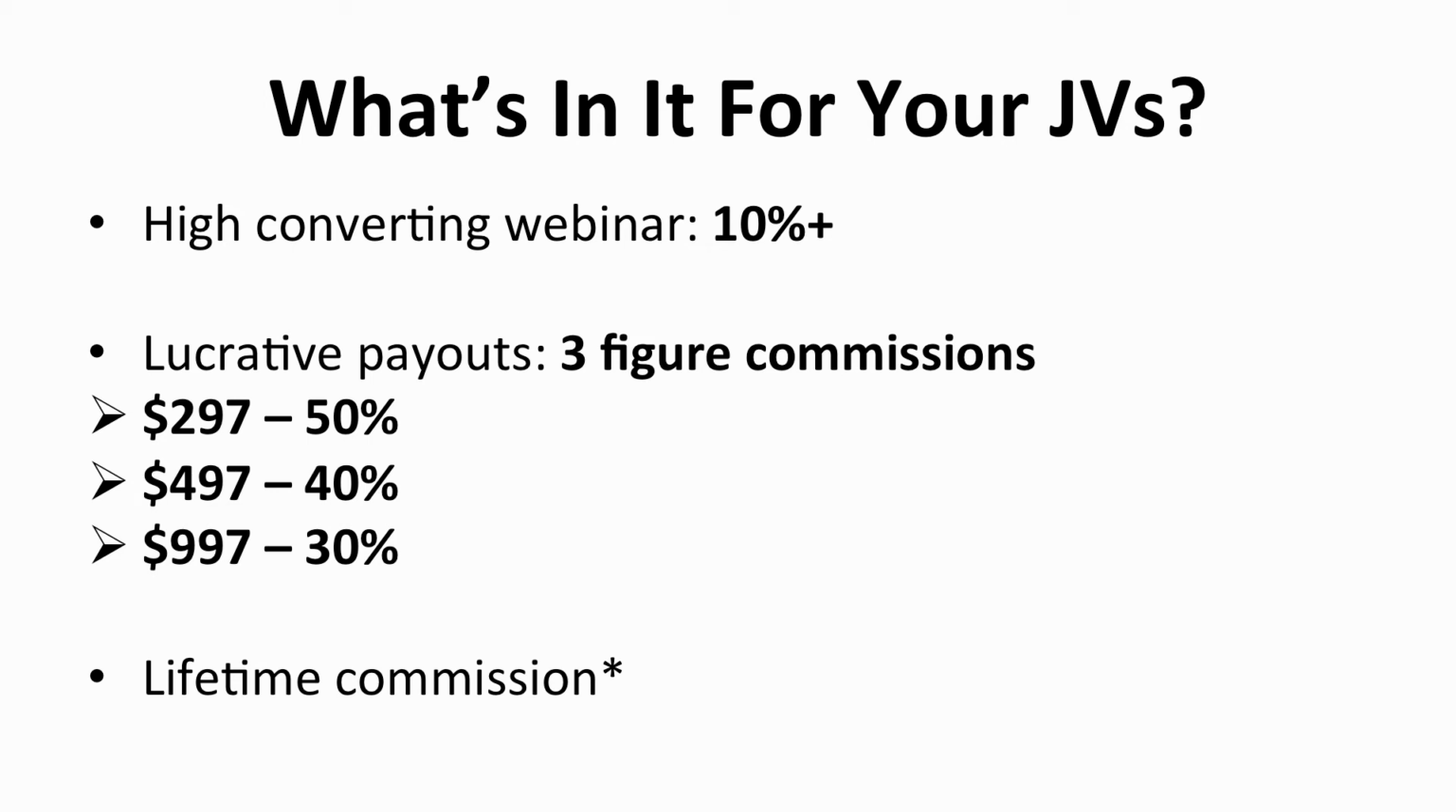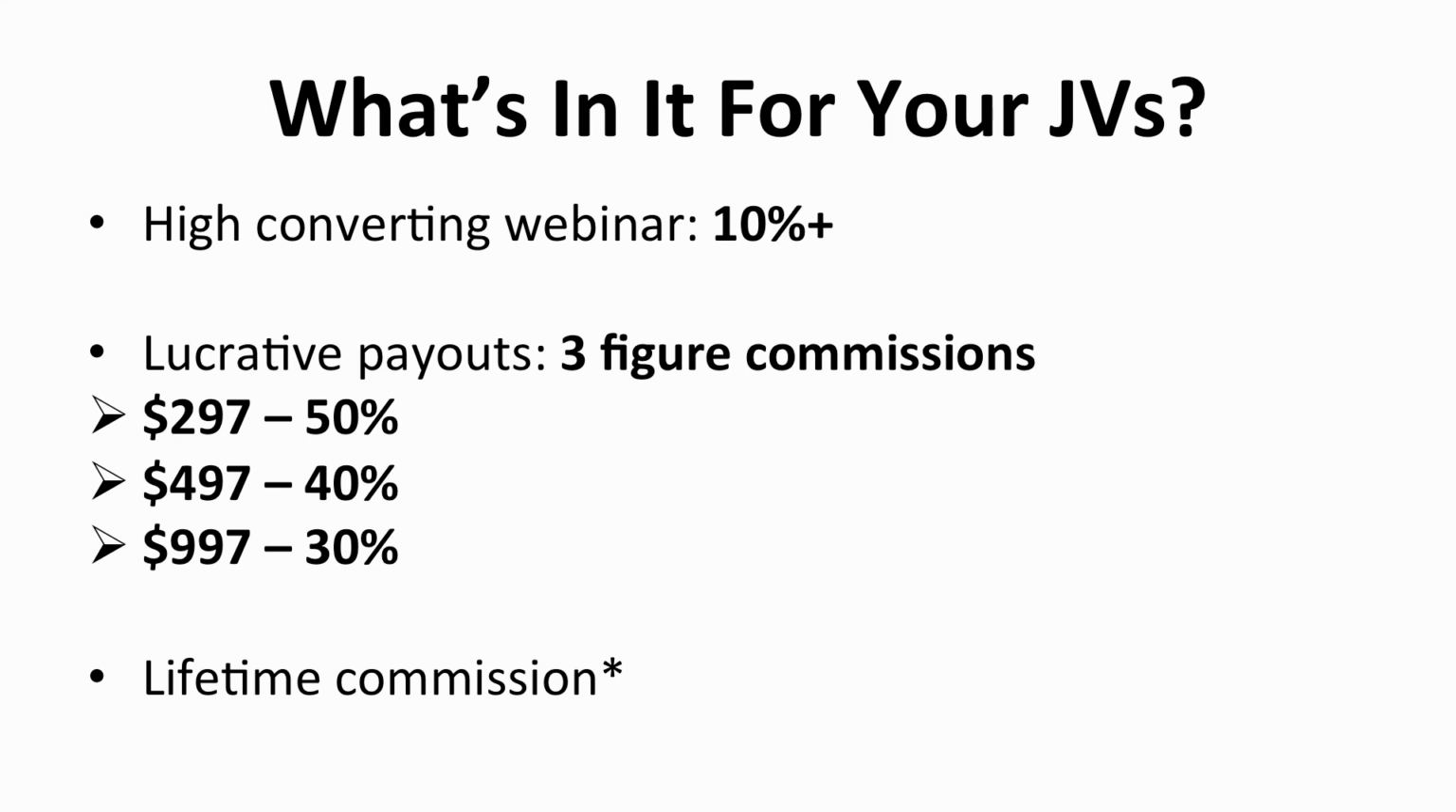Another option is the lifetime commission. Whenever your JVs close the deal, you pay the commission as long as your webinar is still on sale. It is very rare to see this lifetime commission offered to the JVs. The commission offer usually expires 3 months later.